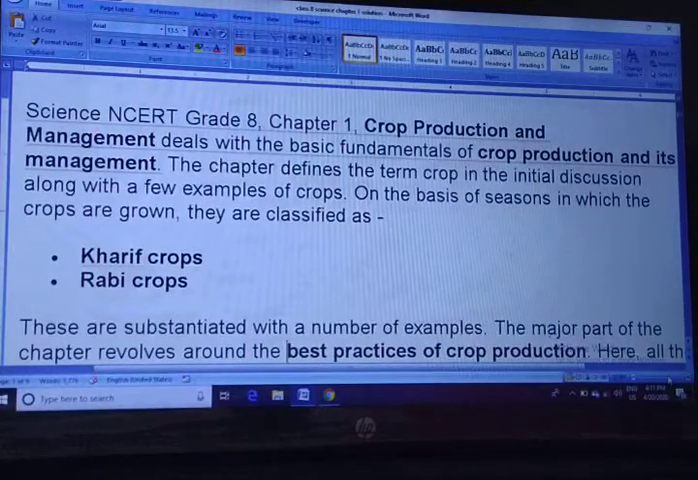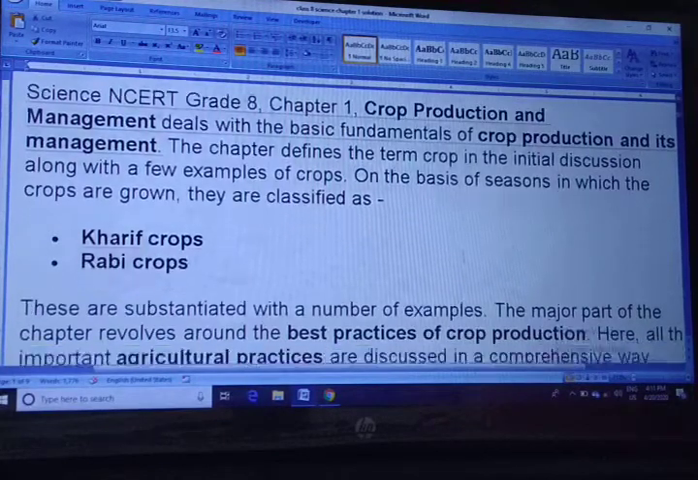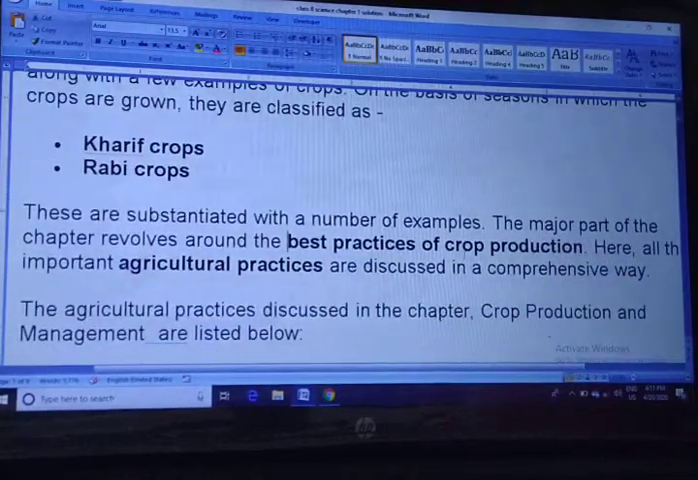So let's start. NCERT grade 8 chapter 1, crop production and management. What is crop production and management? It deals with the basic fundamentals of crop production and its management. This chapter especially defines terms like crops in the initial discussion, along with a few examples of crops on the basis of the season in which they are grown, like kharif crops and rabi crops, right? After that, these are the substances with a number of examples.